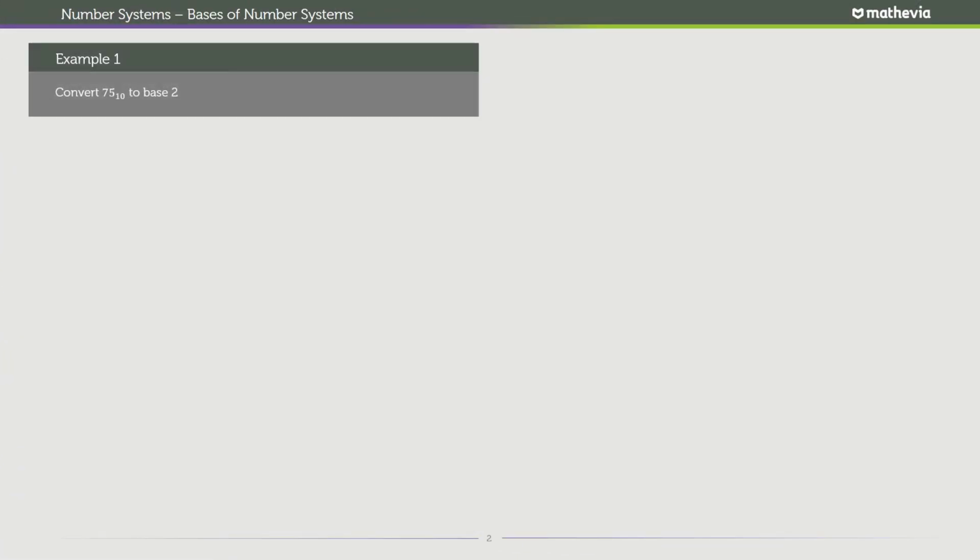Example 1 says convert 75 base 10 to base 2. So we have 75 in the decimal counting system, and we want to convert this to a number in the binary counting system. We just draw our table. I'll write 75, and we're going to be dividing 75 by 2, and 75 divided by 2 would give me 37 remainder 1. We just keep dividing by 2.